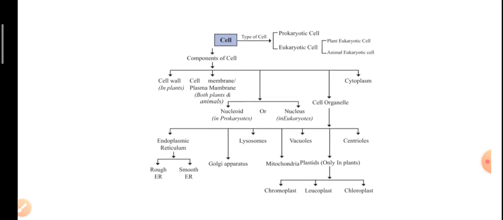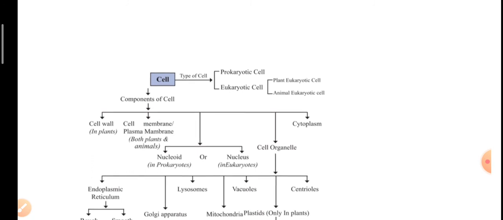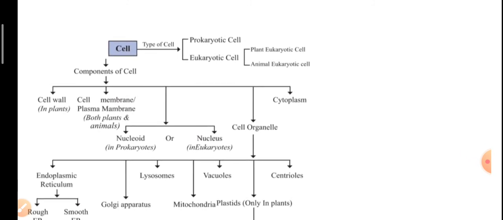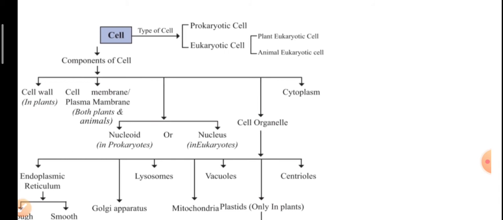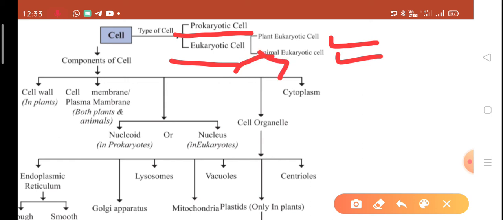That is the flow chart of the cell. Now we learn that organisms are divided into two parts: single cell and multicellular. But here we can see that the types of cell are two: prokaryotic cell and eukaryotic cell. And eukaryotic cells are divided into two parts, that are found in plants and animals. Means eukaryotic cells are found in plants and animals also. So only eukaryotic cells are found in plants and animals.